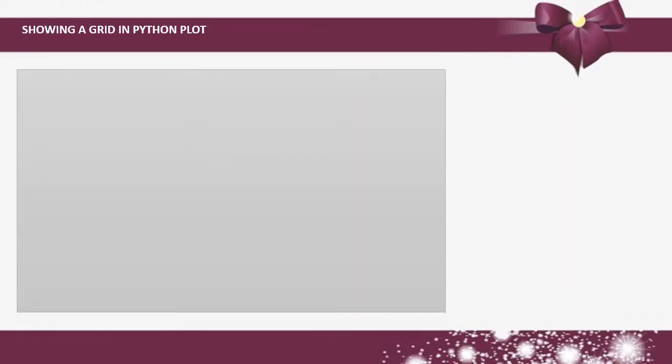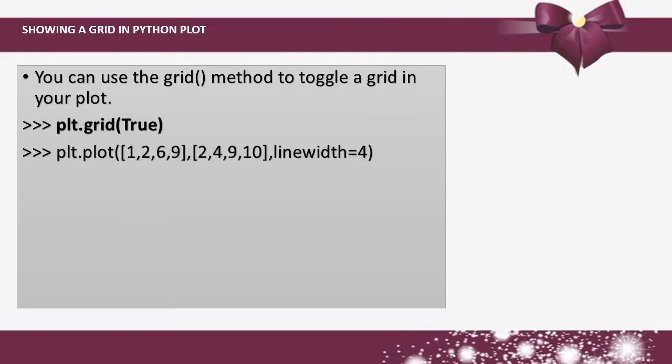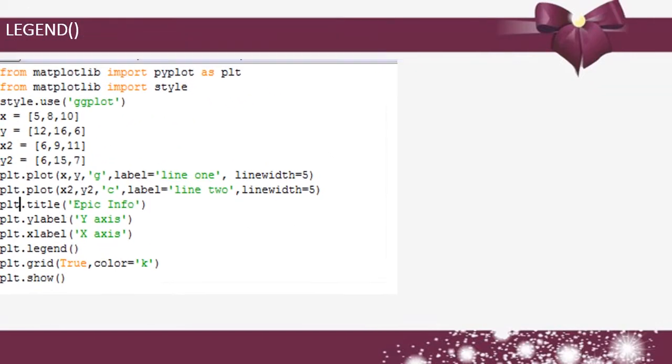And next we can show the grid in the graph. For that we can use the method grid, plt.grid(True). Before plotting the points we have to give plt.grid(True), then it will come like that, the square box behind the line. That is a grid, like a graph sheet.